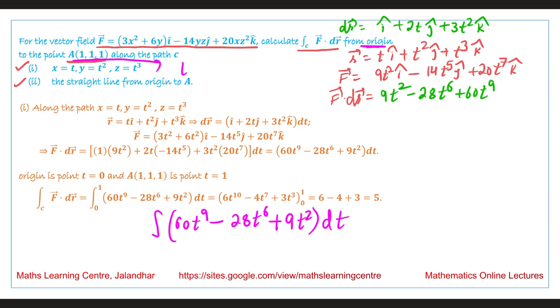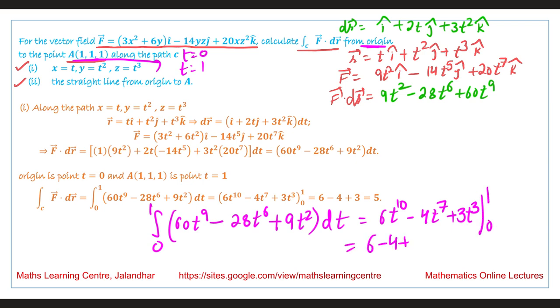So the value of t is varying from 0 to 1. When we integrate this value, the answer we obtain is 6t^10 minus 4t^7 plus 3t^3, with limits from 0 to 1. So the answer we have is 6 minus 4 plus 3, which is equal to 5. This is the answer we obtain in this case.